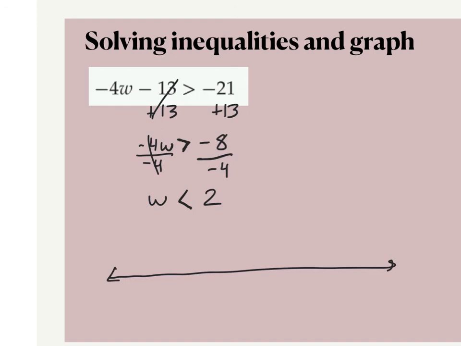So if we go to our number line, do we put an open circle or closed circle at 2? Open. And then are we going to go to the left or to the right? Left, because we're talking about all numbers less than 2.